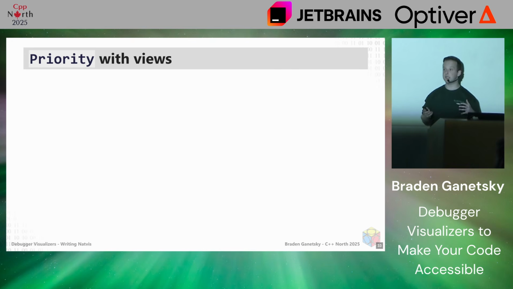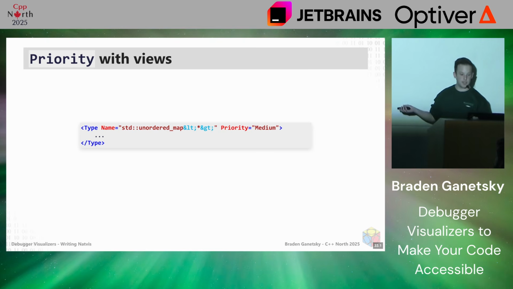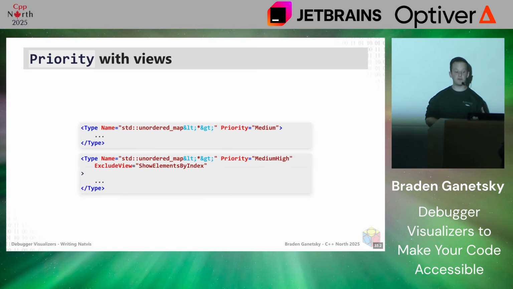Now these are actually used together quite well in stl.natvis. So the std::unordered_map has priority medium, but then there's another one for std::unordered_map with priority medium high, but it has an exclude view, which means always match the bottom one unless we have that view, in which case match the top one. And so this is used in certain cases for displaying the index because displays with the hash tables are different when you want maps or sets, and so this is the way that they work around it.